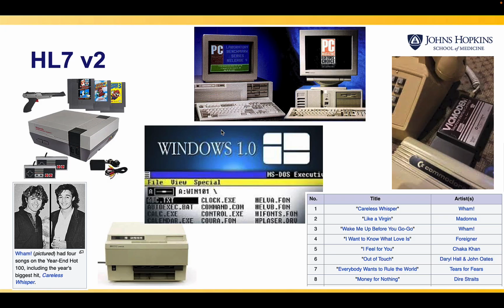Let's talk about when HL7 version 2 was first introduced. The year was the mid-80s, and there were all sorts of new technology coming out. There was the Nintendo Entertainment System, which starred Mario 1, 2, and 3, which were by far the best-selling games of the time because they were the only ones.